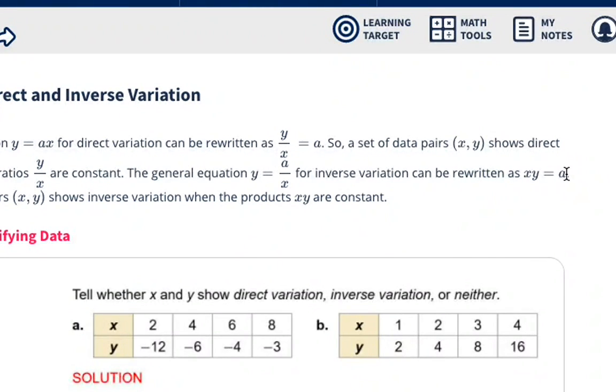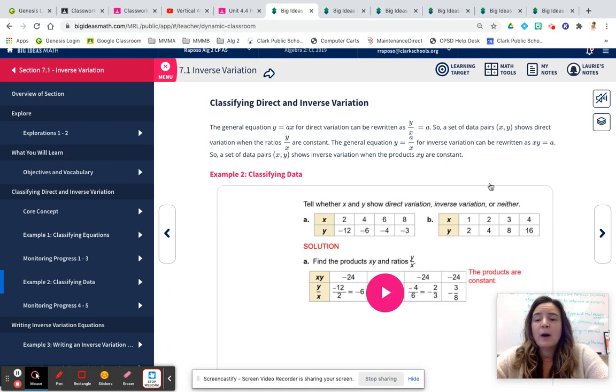So I'm going to also check that. I'm going to multiply x and y and see if I get the same number over and over and over again. If I do, then that's going to be inverse variation. So once again, we're going to try both things. We're going to divide y by x, see if we get the same number over and over again. If we do, it's direct. If we don't, it's not. And we're going to try multiplying x and y and seeing if we get the same number over and over and over again. If we do, it's inverse. If we don't, it's not. And if it doesn't happen to be either of those things, then it's going to be neither in these problems.